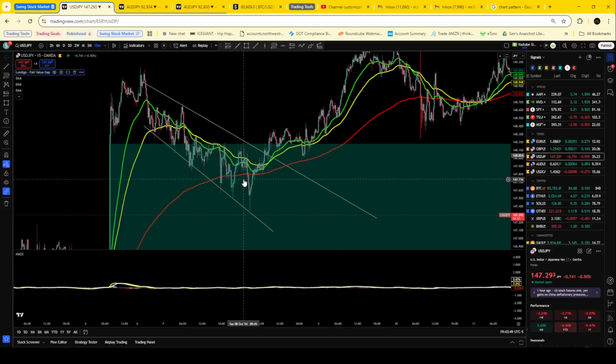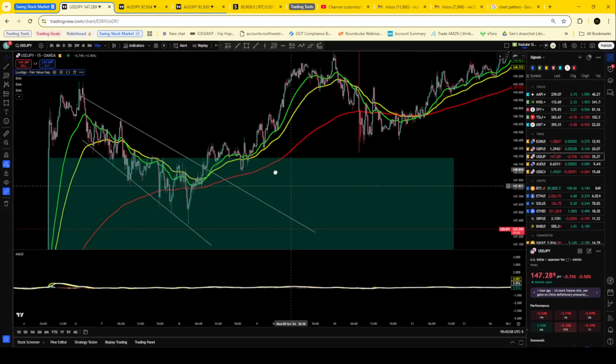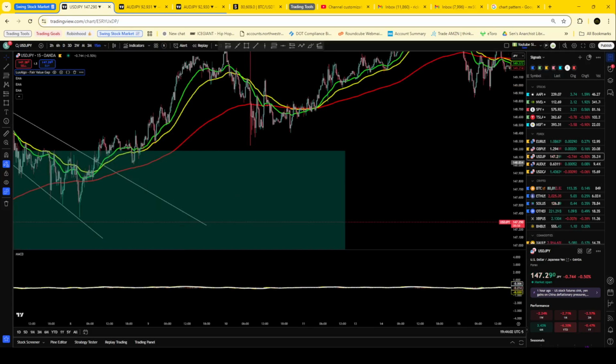You can see it because you got the flagpole right here, and you got the flag right there. Boom. All right.